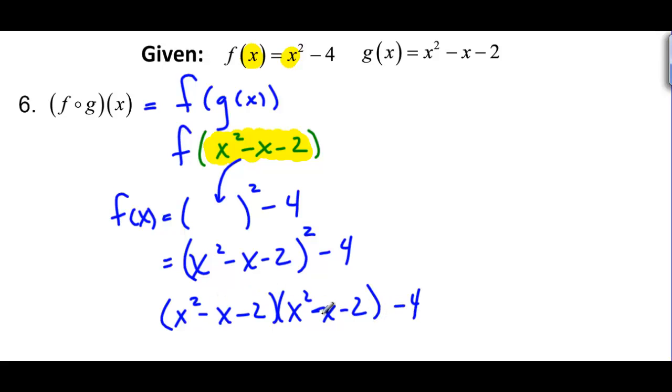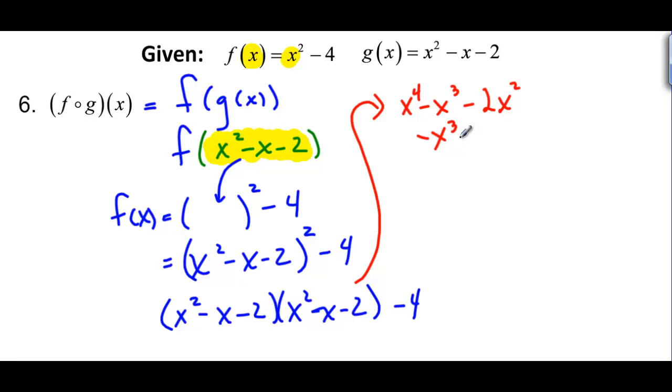So this is similar to the last problem we did, but now we actually have a little bit more algebra, and you could tend to get that with composition. So I'm just going to write this up here so you can see it a little bit better. If I distribute x squared, I get x to the 4th minus x cubed minus 2x squared. Okay, now if I distribute the negative x, I get negative x cubed, positive x squared, positive 2x. Now I have to distribute the negative 2 to everything. That gives me negative 2x squared, positive 2x, and positive 4.